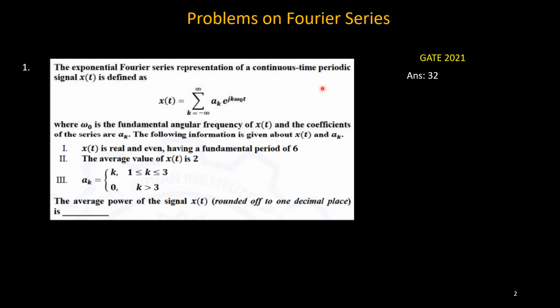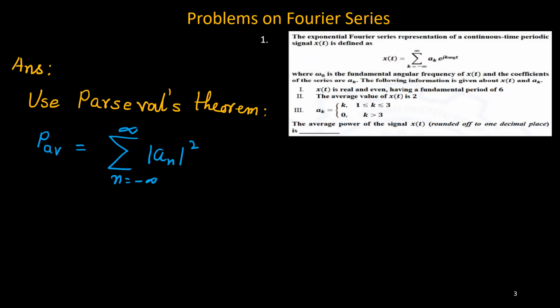Now we'll try to solve this problem. So this is our problem, and we'll try to compute this average power using Parseval's theorem or identity. As the signal is given in exponential Fourier series form, we'll go for this relation. The average power of the periodic signal is given by the sum of the absolute value of a_n, or a_k, squared. Okay, so this we are going to use.